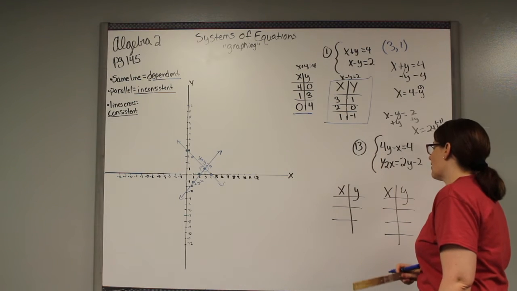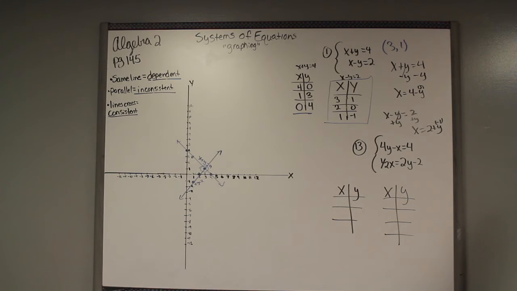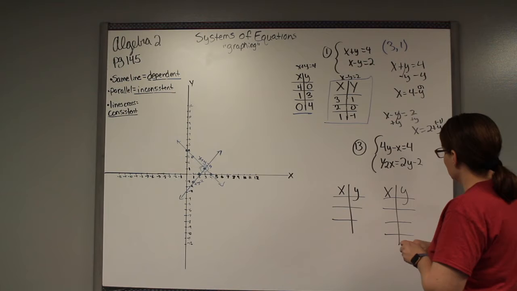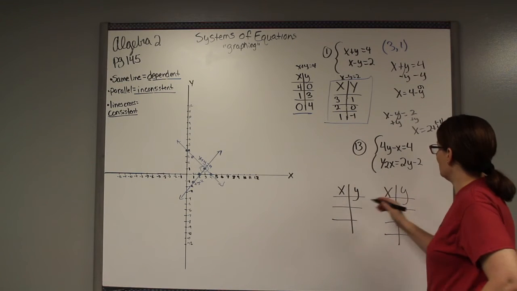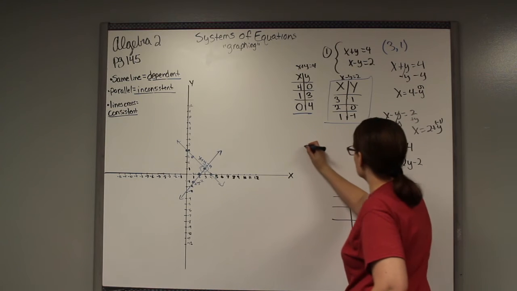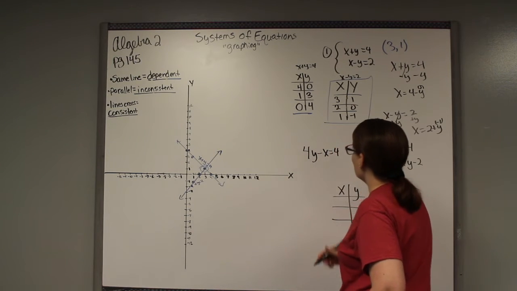So let's look at 13. It's a little bit more complex of a problem. And we will work that one out, and then we'll do one more. So on 13, the equations are not as simple, and I will pull this one out over here. The first one is 4y minus x equals 4.